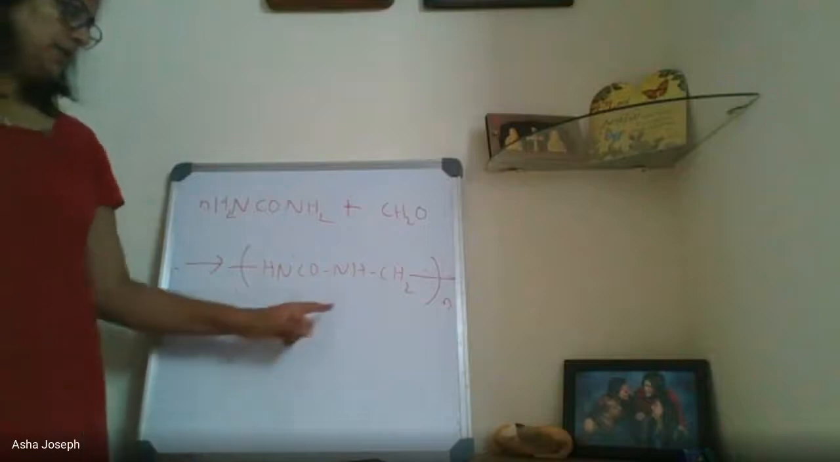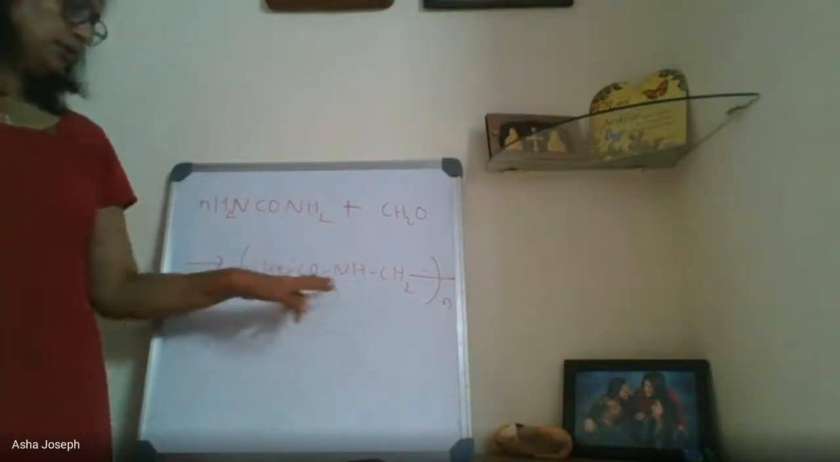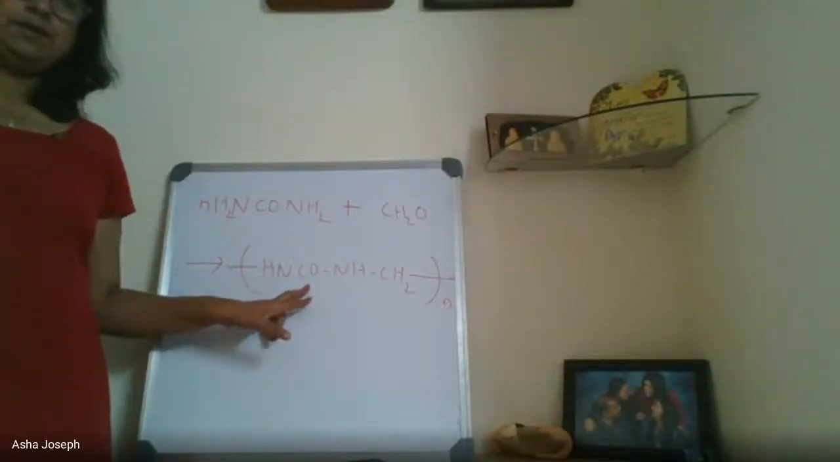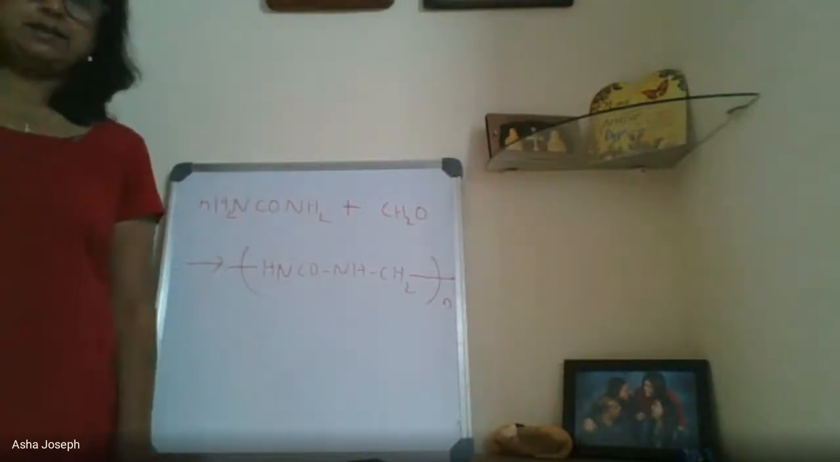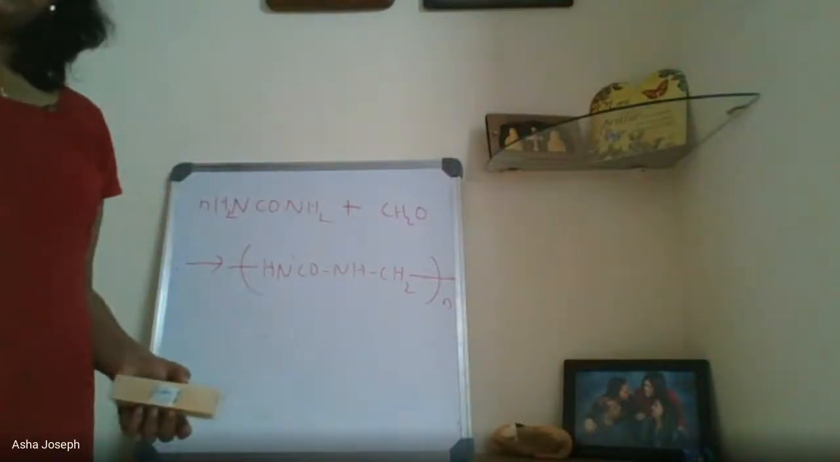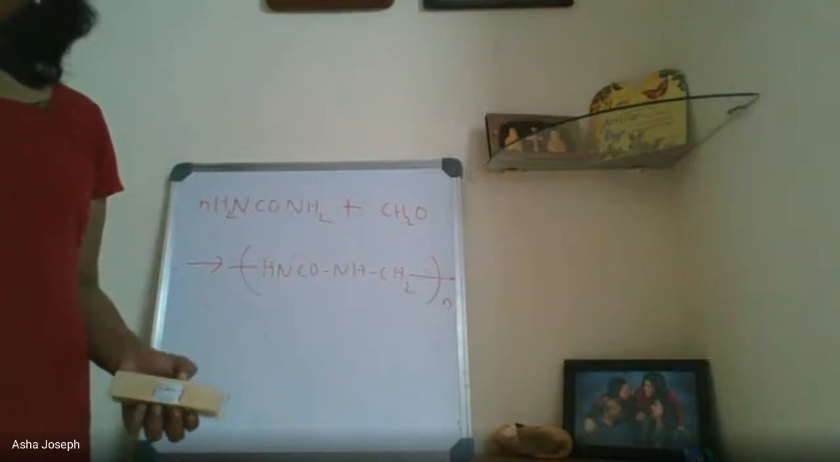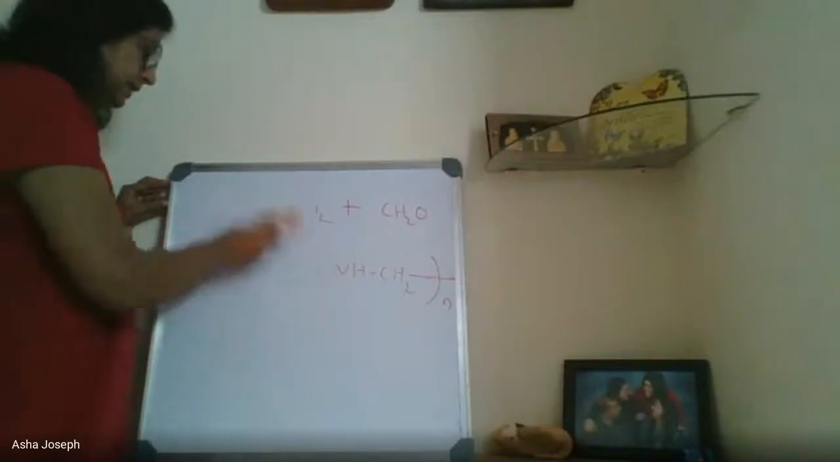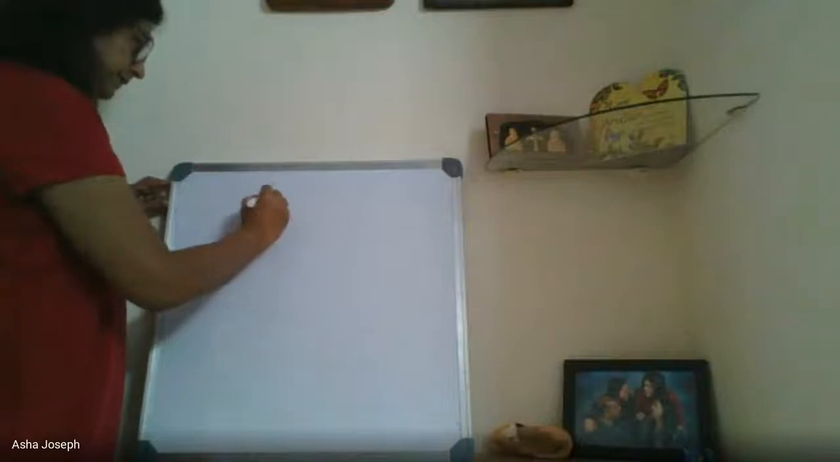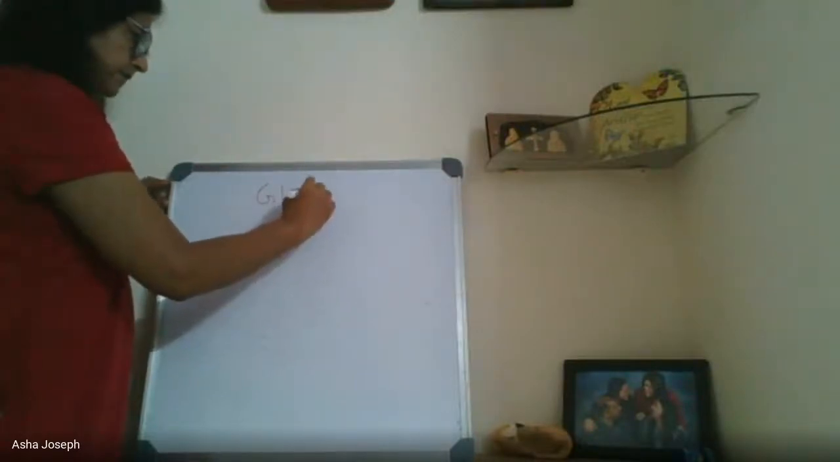Okay, so see, if you don't go through this table, you will not understand. If you see NHCO, NH itself, you can remember it is a urea formaldehyde polymer. Okay, clear? Yes, ma'am. Okay, next one. Next one is a frequently asked question. This is glyptal. This is the polymer's name. This is glyptal.